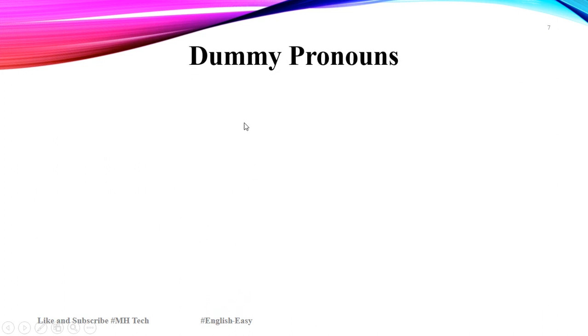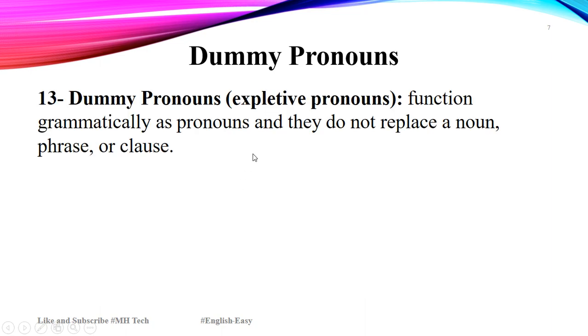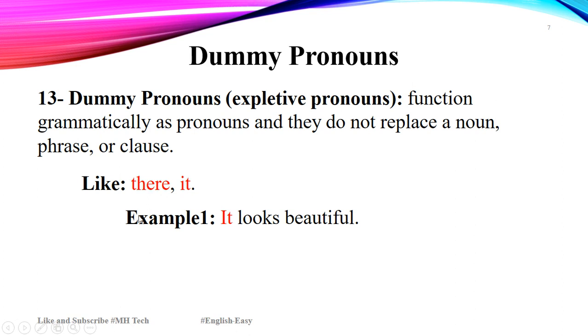And the last one is dummy pronouns. It's called expletive pronouns as well. They function grammatically as pronouns, and they do not replace a noun, phrase, or clause. And we have two kinds of dummy pronouns. So dummy pronouns are there and it. Go to an example. We have it. It looks beautiful. So here it is a dummy pronoun. It functions grammatically as a pronoun, but does not replace a noun, phrase, or clause here.